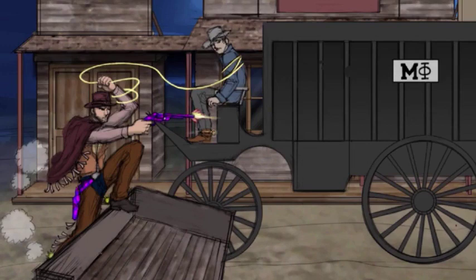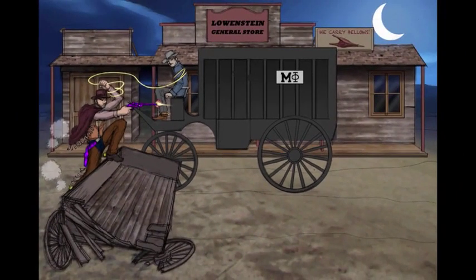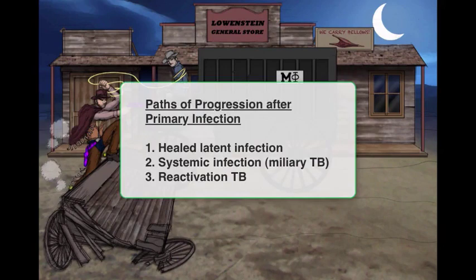Okay, now that we've covered the important virulence factors, let's go through the progression of TB. Once someone's infected by TB, they have what's known as a primary infection. After this primary infection, there are essentially 3 different outcomes. One is a healed, latent infection. Another is that it can cause a systemic infection that can be particularly severe. And finally, the third possibility is that an infection that once was latent reactivates later in life.